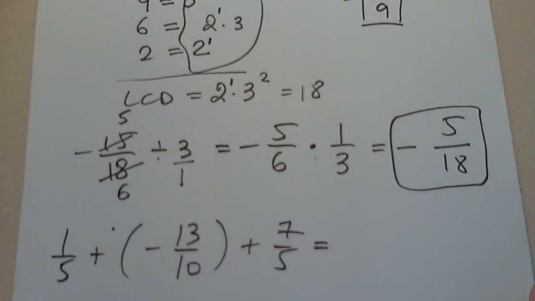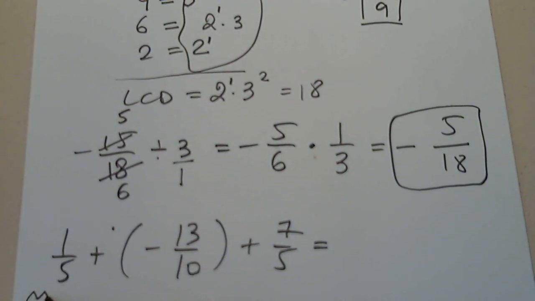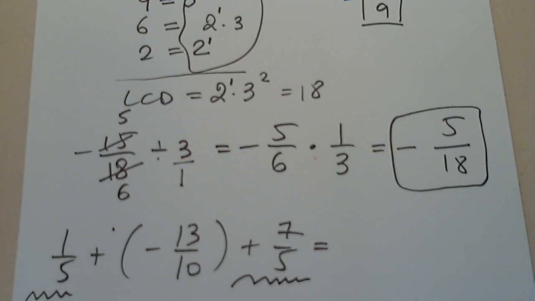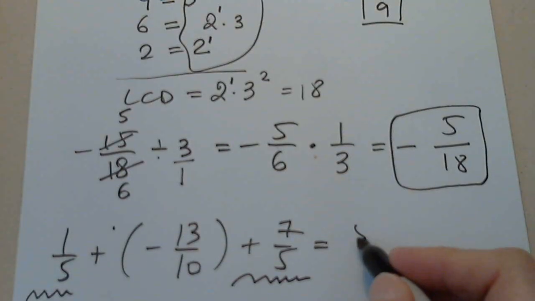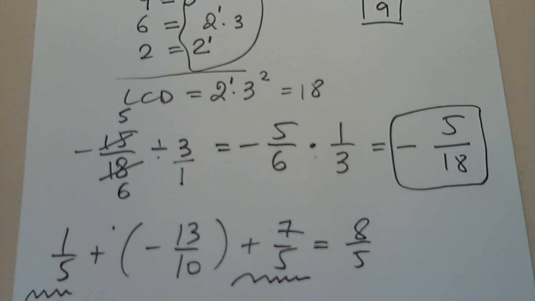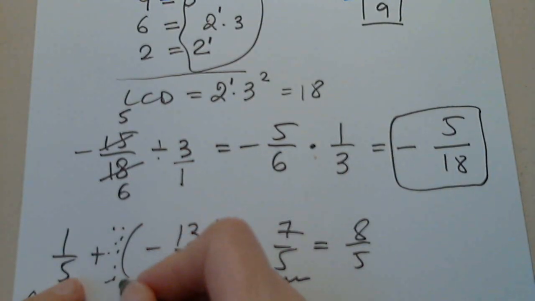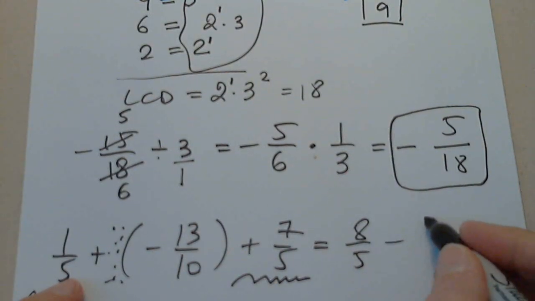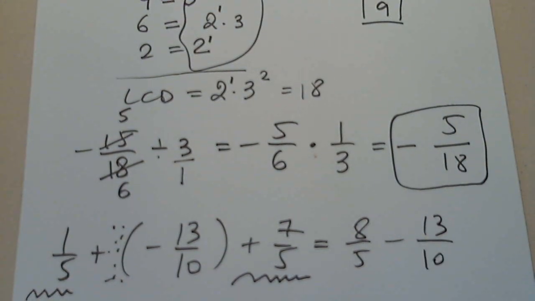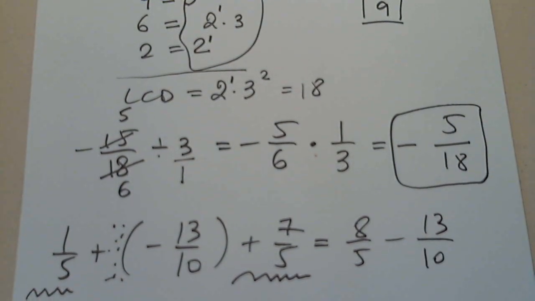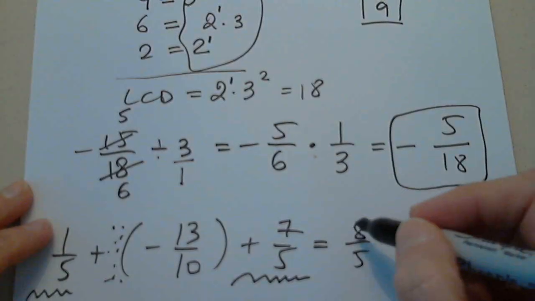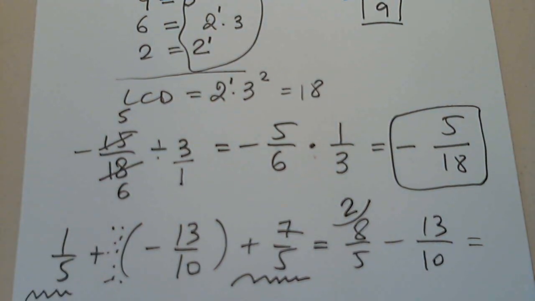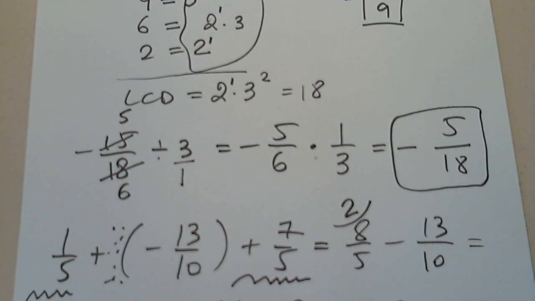This is what I would have done with this problem. I realized that these two fractions have the same denominator. 1 over 5 plus 7 over 5 is 8 over 5. Then there is a positive 1 here, imaginary. Positive times negative is negative. Now, I know that the least common denominator must be 10. And the only adjustment required is on the first fraction. 16 minus 13, 3 over 10.